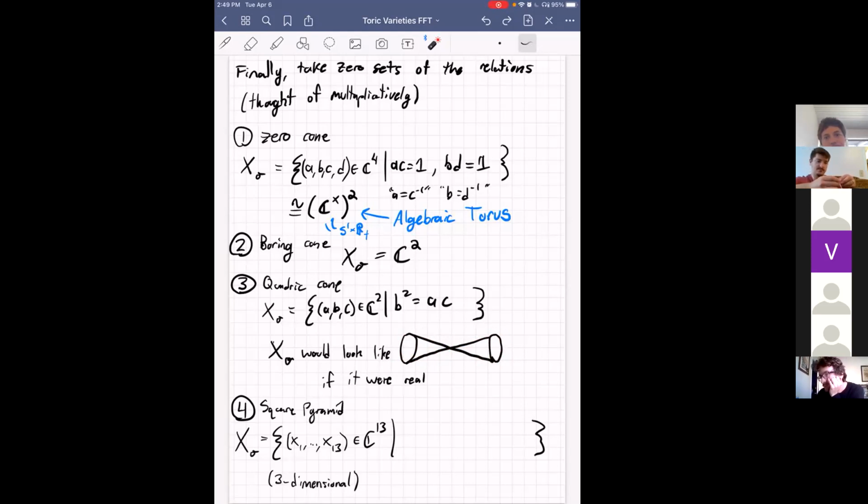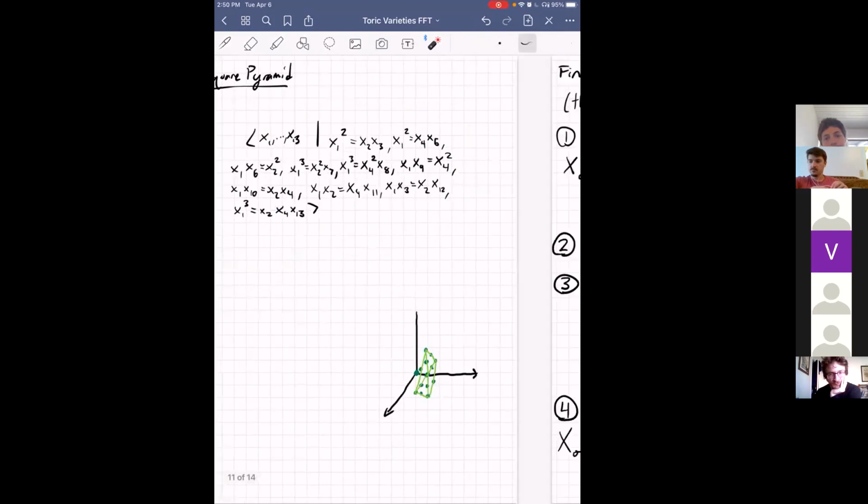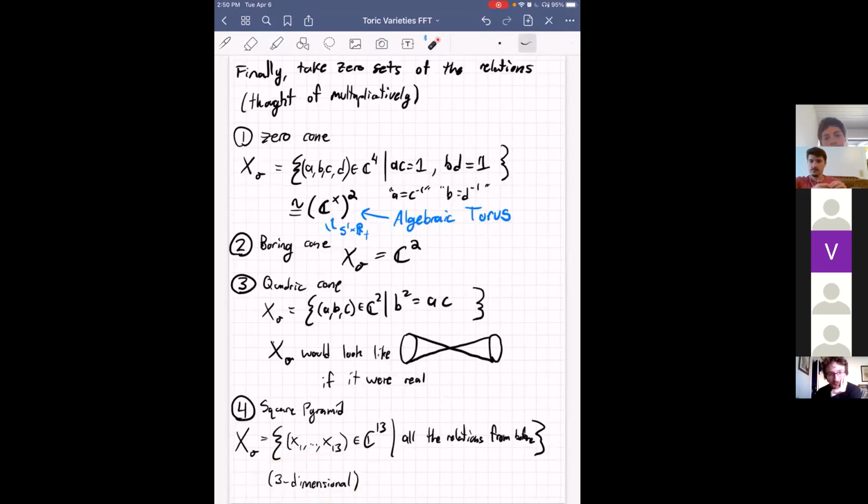So last but not least, we just have our square pyramid, which is 3-dimensional. We just have all the relations from before. And there ends up being 10 of them. If you count, there are actually 10 of these. So the shape that it cuts out is actually 3-dimensional, and it's inside of C^13. So yeah, a little bit of an addendum there.